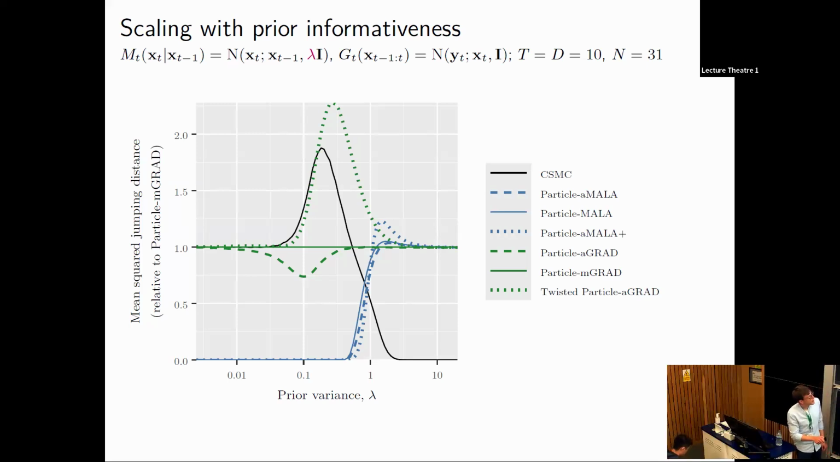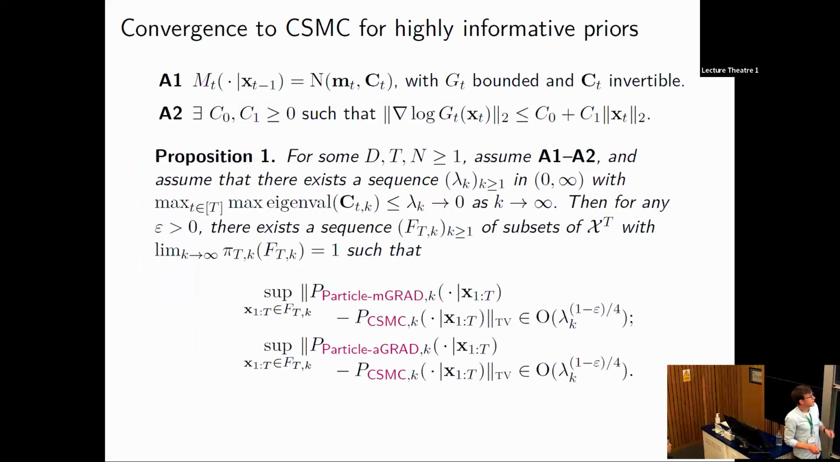And for uninformative priors, suddenly Muller and particle-Muller and all of these methods are good competitors here. Yeah, and in this regime too, particle mGRAD and aGRAD behave similarly to those. So it seems like these algorithms more or less tune themselves to the informativeness of the prior, which is kind of a nice property to have. Yeah, we can show this more formally.